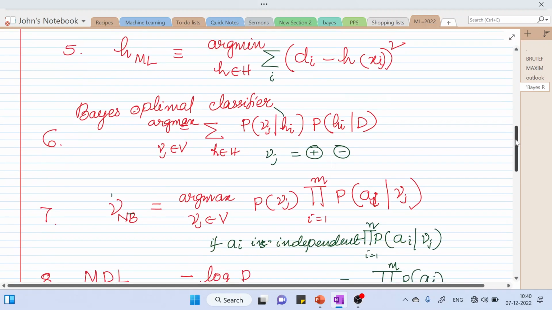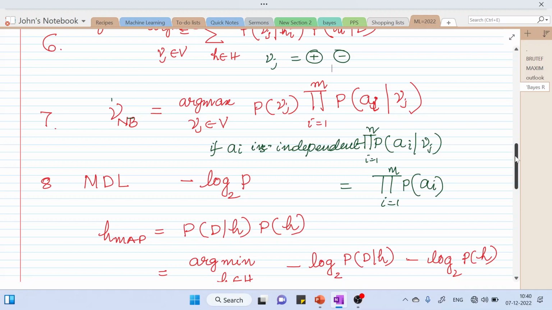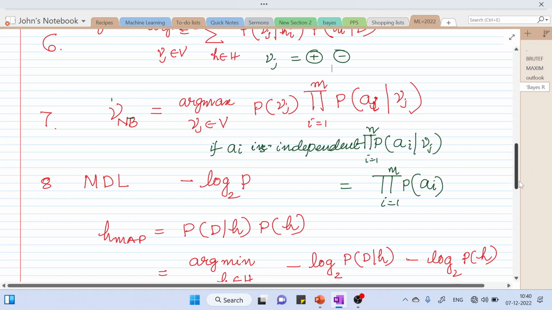Then we came to naive Bayes classification. Naive Bayes is equal to argmax probability of Vj, where Vj is the output value, plus or minus, or play tennis or didn't play tennis, into the product of probability of attribute given the target value. So these are the basic knowledge that we should have.